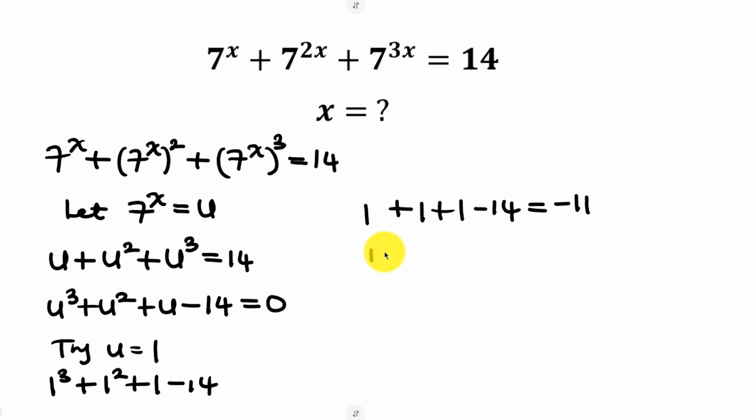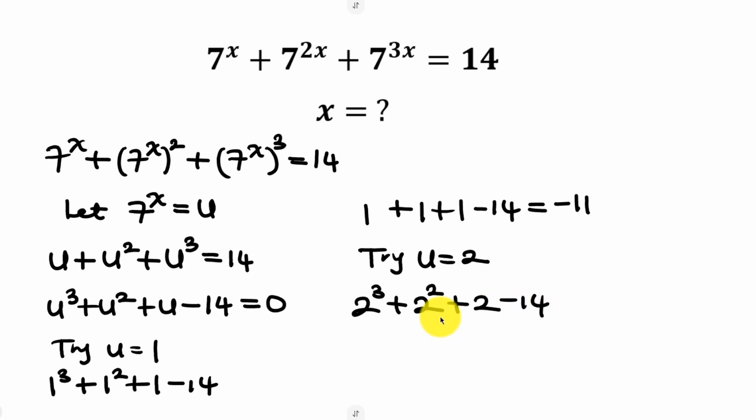Now let's try 2. So let's try u equal to 2. U equal to 2, so this will be 2 to the power of 3 plus 2 to the power of 2 plus 2 minus 14. 2 to the power 3 is 8 plus 2 to the power 2, that is 4, plus 2, and then minus 14. So 8 plus 4 is 12, plus 2, that is 14. So 14 minus 14 is 0. So 2 works. U equal to 2 works.